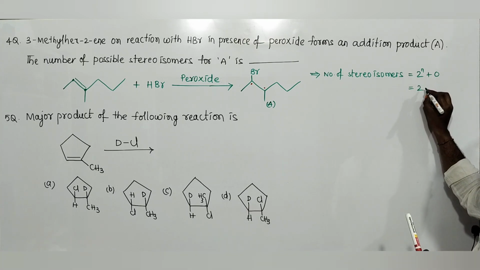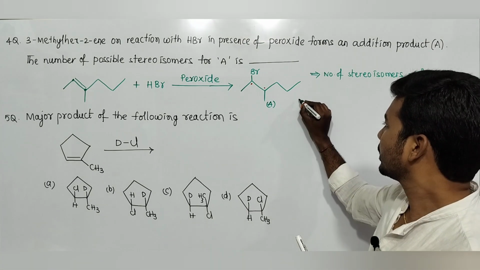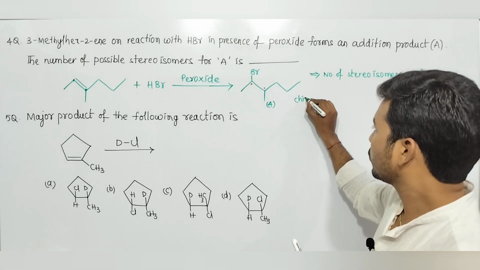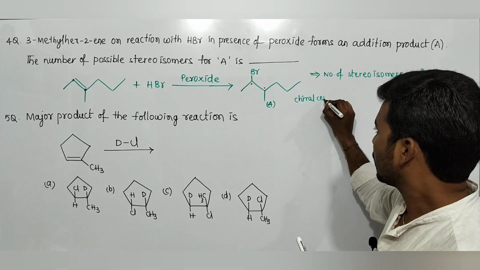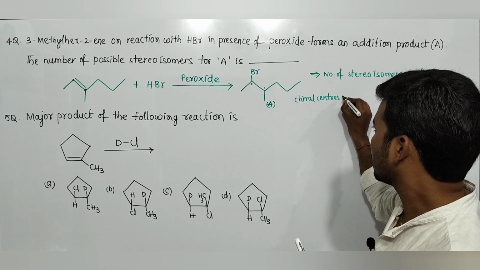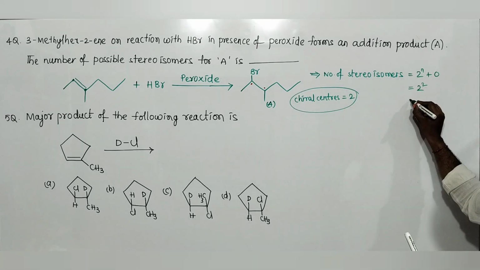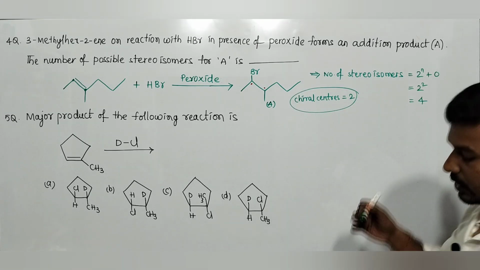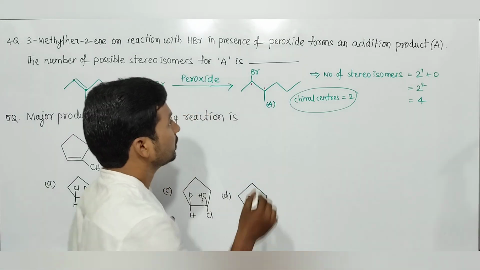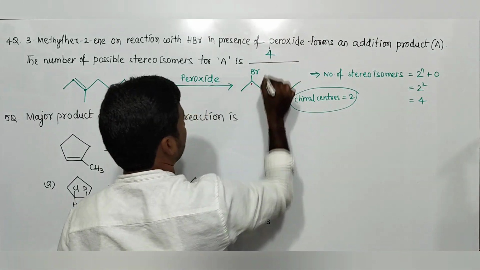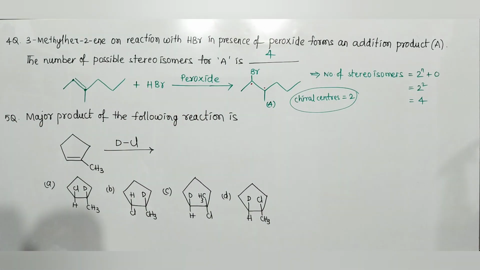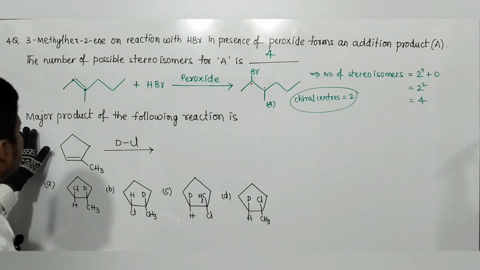So how many chiral centers here? Two chiral centers. Chiral carbons or chiral centers are how many? Two. So substitute here: 2 power 2, that is equal to 4. So what is our answer? 4. The number of stereoisomers possible for the product A is 4. Hope you understood. Next one, see this question.